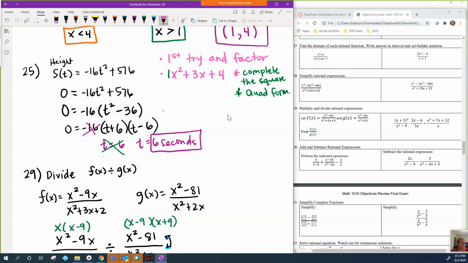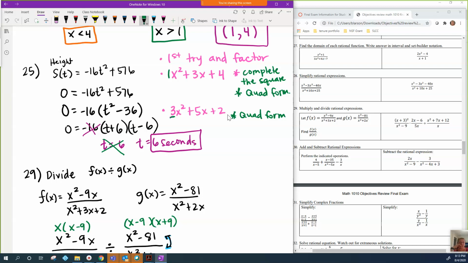And then the last thing is if you have a quadratic where the leading coefficient is something other than 1. So let's say that we have 3x squared plus 5x plus 2, and it doesn't factor. We can't complete the square with it because our leading coefficient isn't 1. So then that means that we'll want to do the quadratic formula. Does that help a little bit?